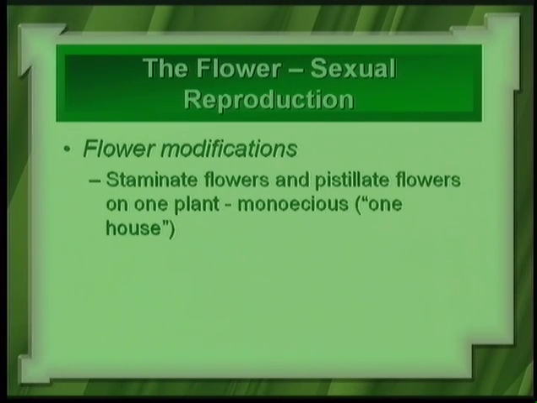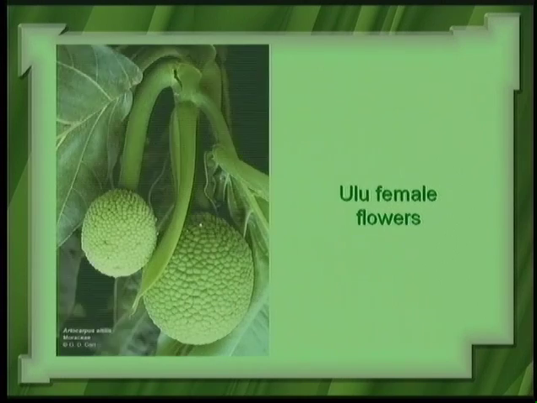Okay, other flower modifications, continuing with what we were just talking about. If you have unisexual flowers, staminate flowers and pistillate flowers, on one plant, like we saw in the croton, it's called monoecious. Okay, monoecious means one house. It's like a male and a female living together in one house. Okay, so as a local example that people might be familiar with, we have the ulu or the breadfruit, Artocarpus altilis.